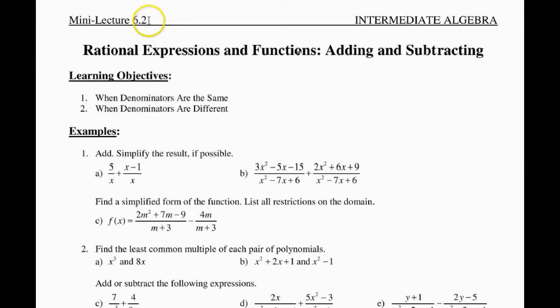In section 2 of chapter 6, we're going to be dealing with rational expressions and functions again, but now we're going to be adding and subtracting.